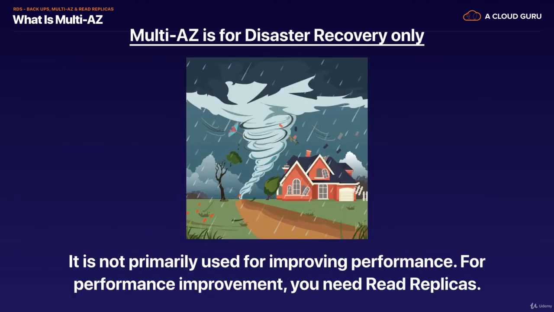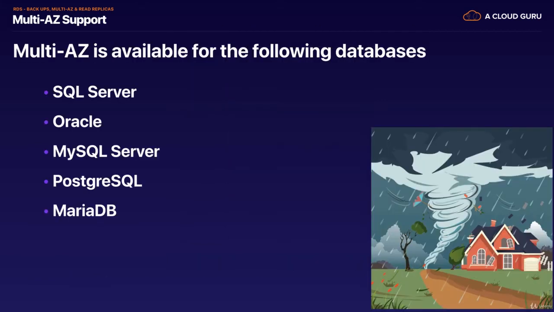So just remember that multi-AZ is for disaster recovery only. It's not primarily used for improving performance. For performance improvements, you're going to need read replicas. Now, multi-AZ is available for the following databases: SQL Server, Oracle, MySQL Server, PostgreSQL, and MariaDB. Aurora, by its own architecture, is completely fault tolerant. We're going to have a whole dedicated lecture to Aurora and how that works coming up.